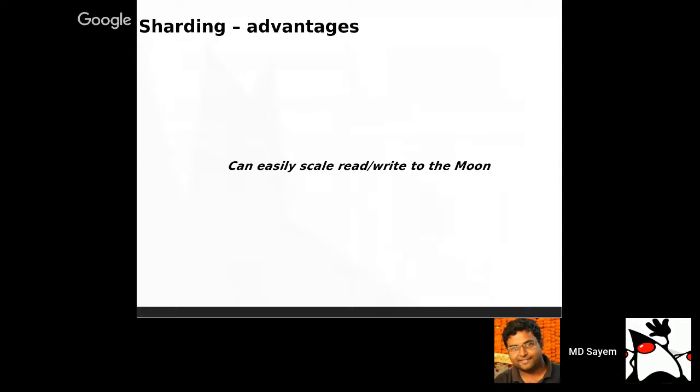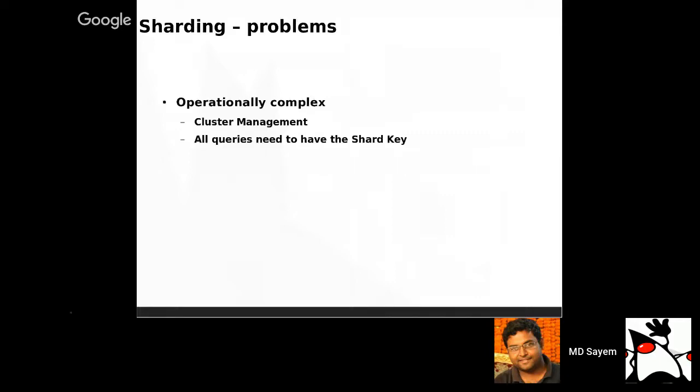Now, the advantages of sharding: we can easily scale reads and writes to the moon. Yeah, it can really scale, no doubt about that. However, it has some fairly complicated issues. One is that it's operationally complex. Before, we were managing one database server, then one master and 2 or 3 or 4 slaves. Now we are managing more than one cluster, more than one master. Each of them has its own replica.